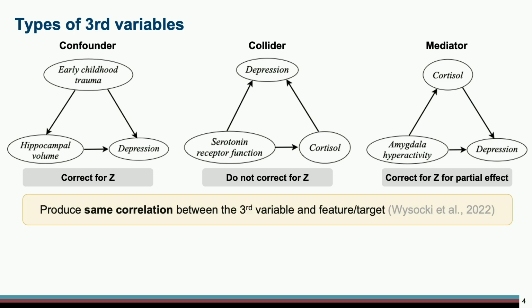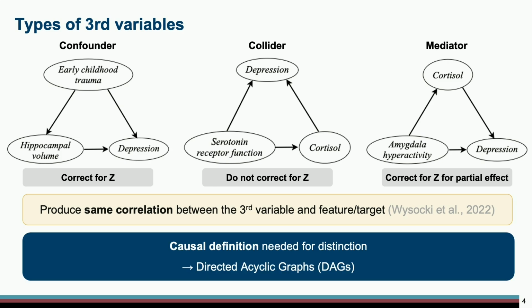The problem now, as introduced before, is that all of these types of third variables produce the same correlation between the third variable and the feature and the target. That's why the initially introduced correlative definition is not enough, because then we might end up adjusting for a collider and thereby introduce bias, which is a problem. To overcome this, we need to use the causal definition, and so-called directed acyclic graphs are very handy there. The little arrow pictures you saw before are already a small version of a DAG.